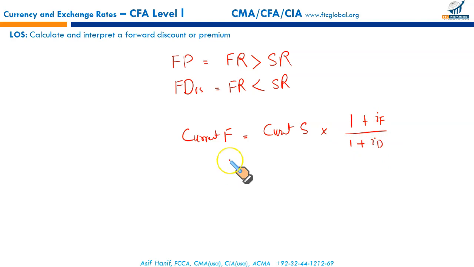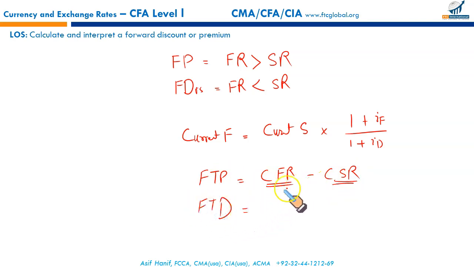And when the forward is trading at a premium, the forward premium would be equal to the current forward rate minus the current spot rate, and vice versa if there is a forward trading discount. So a trading premium is when the forward rate is more than the current spot rate, and a forward trading discount is the case when the current spot rate is higher than the current forward rate. Let's do an example to explain the point.